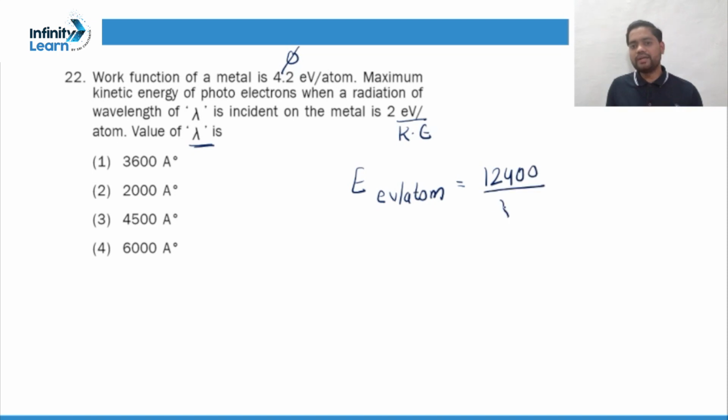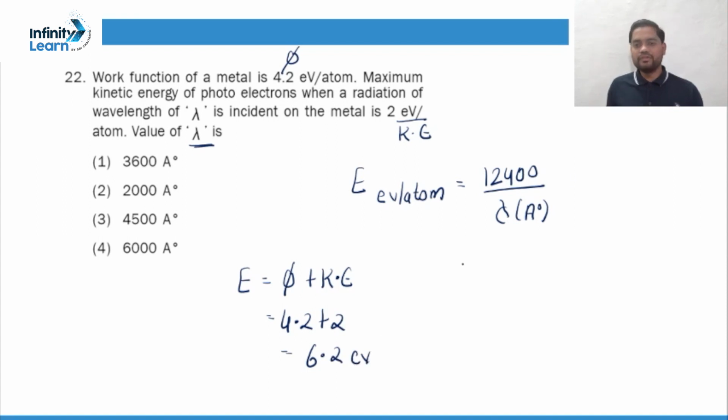12400 by lambda in Armstrong. We also know that energy of incident is equal to the work function plus kinetic energy. What is the work function? 4.2. What is kinetic energy? 2. That is equal to 6.2 electron volt. Right? So lambda in Armstrong will be equal to 12,400 divided by 6.2.